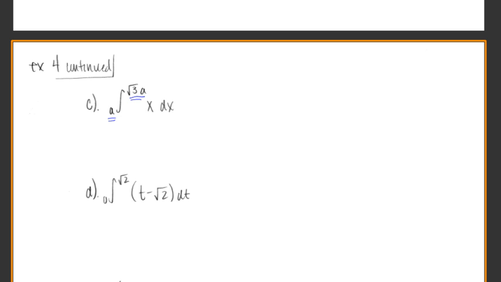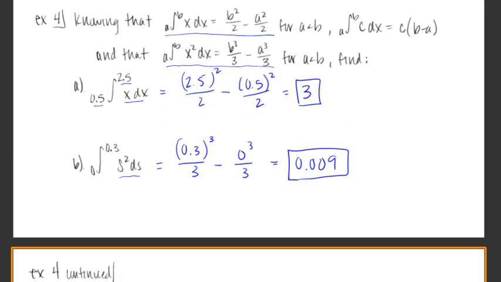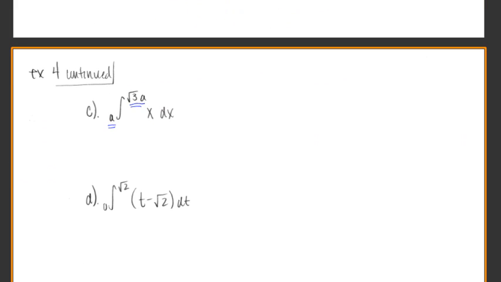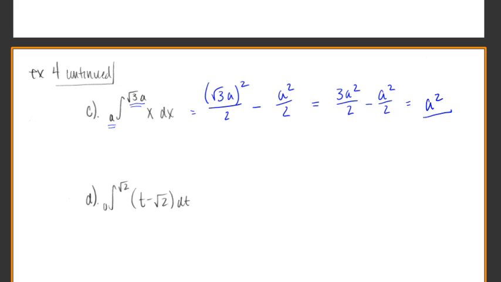Okay, so let's go back up. For the integral of just x dx, it's that very first property. So it's going to be b squared over 2 minus a squared over 2. So b squared, the square root of 3a squared over 2, minus a squared over 2. Cleaning this up, it looks like 3a squared over 2 minus a squared over 2. We've got common denominators, so we can go across the top: 2a squared over 2, which is just a squared.